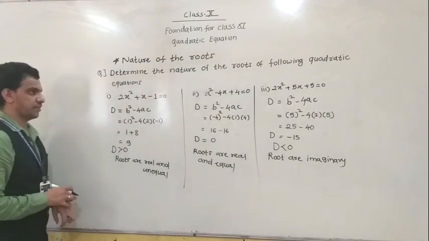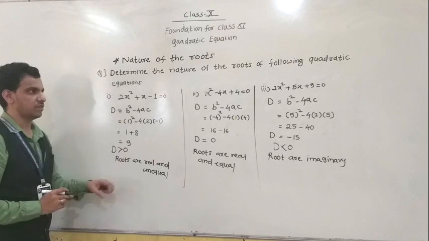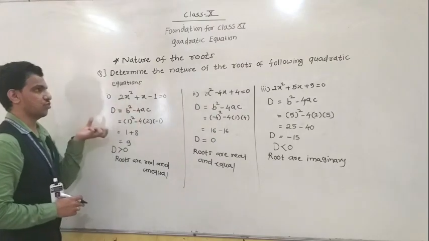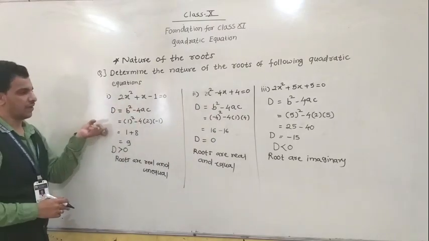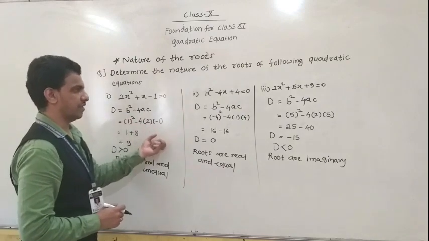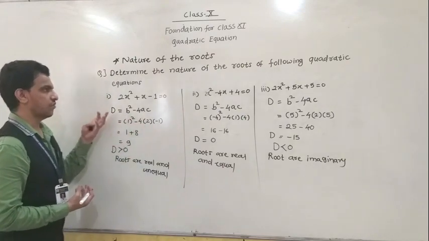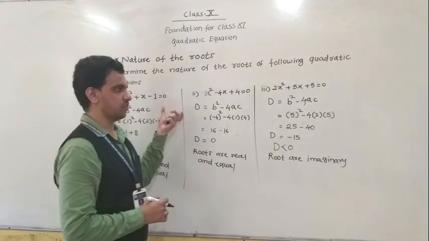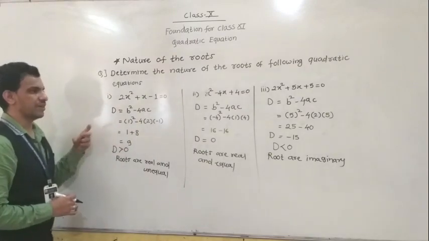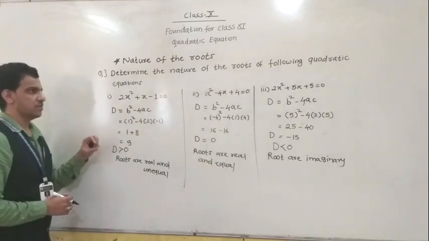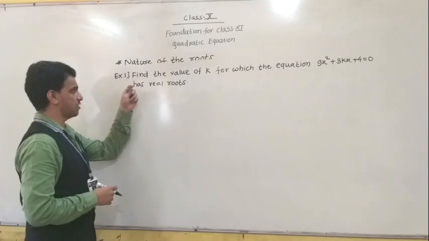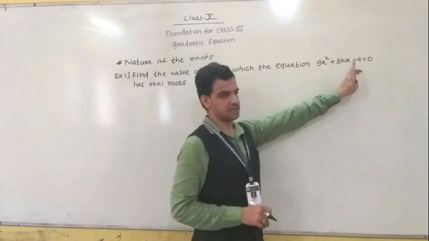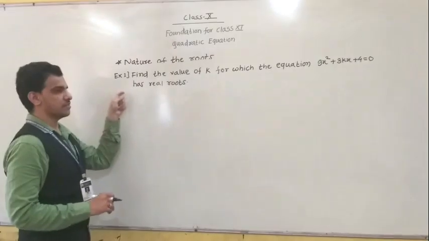Okay, so if D less than 0, roots are imaginary. Now we will take some more examples depending on the nature of the roots. In these questions, the nature of the roots is given and we have to find the value of an unknown constant, that is k. If any constant is there, we have to find the value of that constant, but the nature of the roots is given. So we will see that type of example. The first example is: find the value of k for which the equation 9x square plus 3kx plus 4 is equal to 0 has real roots.